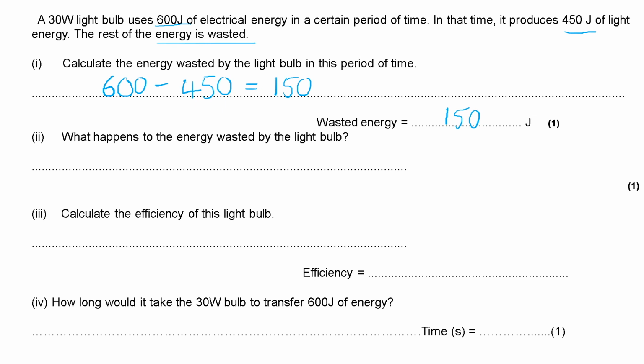Now, what happens to the energy that is wasted in the light bulb? So all the wasted energy would usually be in the form of heat, and it's going to be dissipated or transferred to the surroundings.